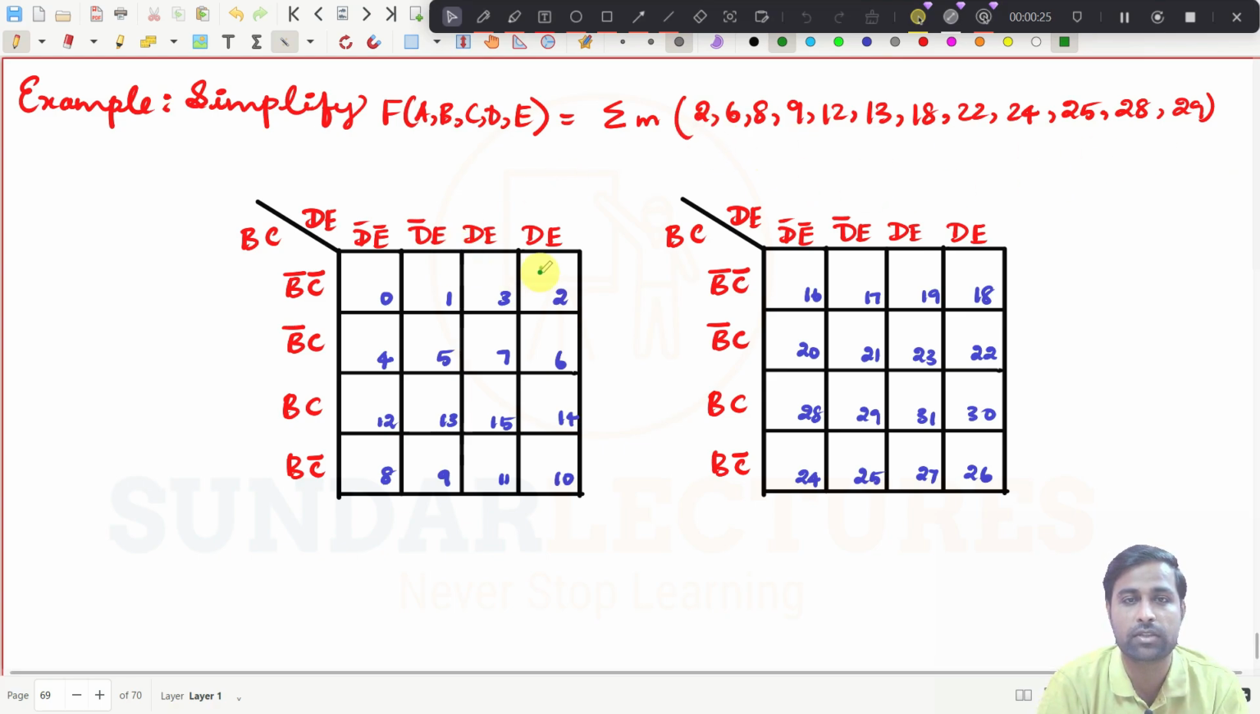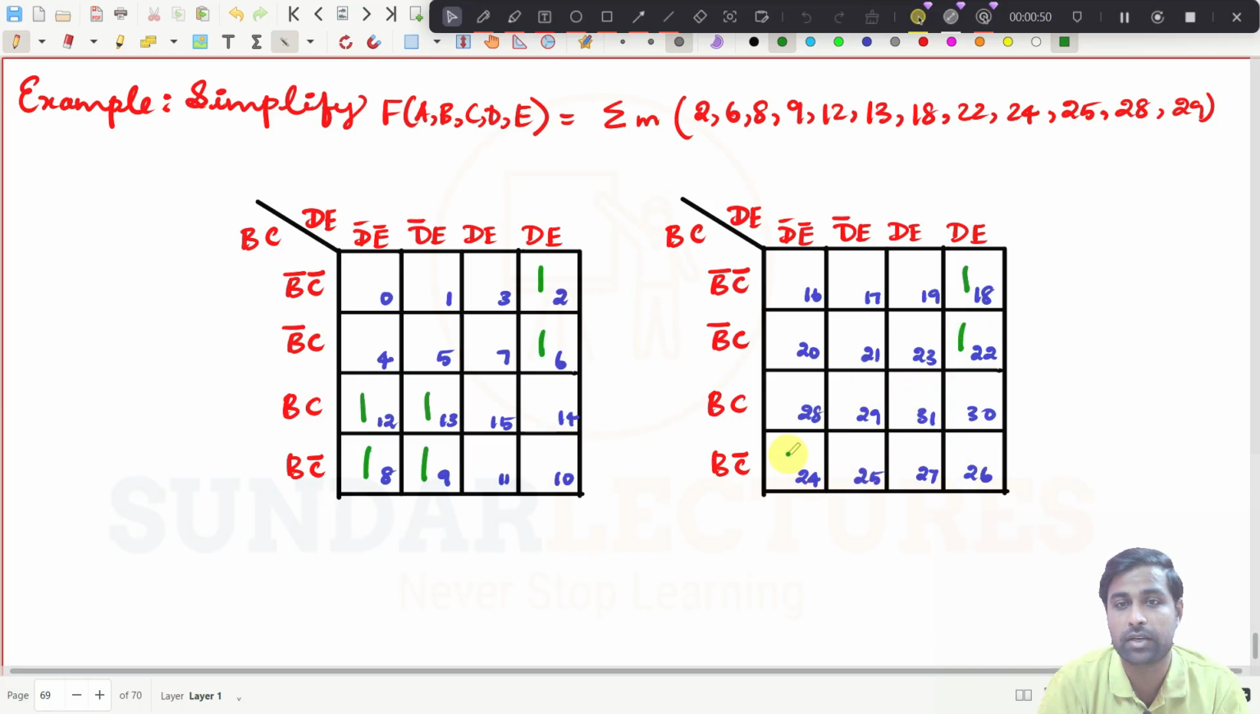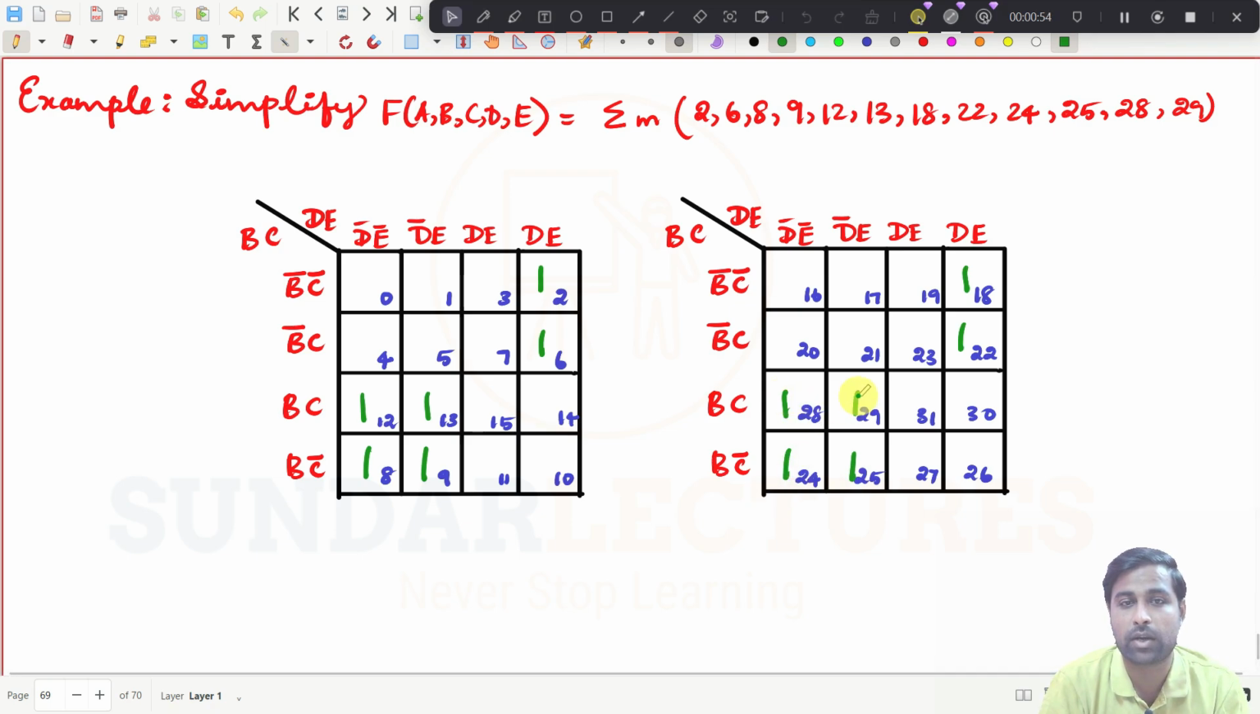2 is 1, so this is 1, and 6 is 1, and then 8 is 1, like the same thing, whatever we have done in the 4 variable K map, you don't worry about that. So this is 1, 12 is 1, 13 is 1, and then 18 is 1. Where is 18? 18 will come in this map, right? So this is 1, 22 is 1, 24 is 1, 25 is also 1, and 28, 29 is 1.